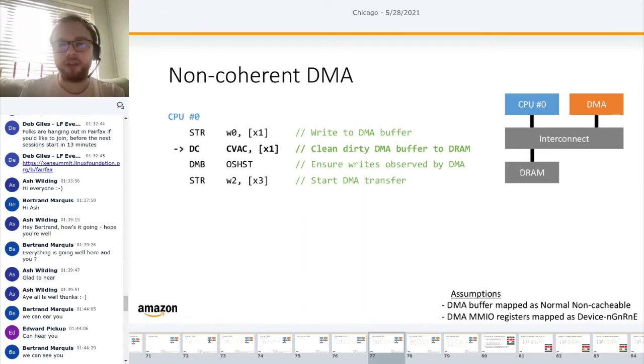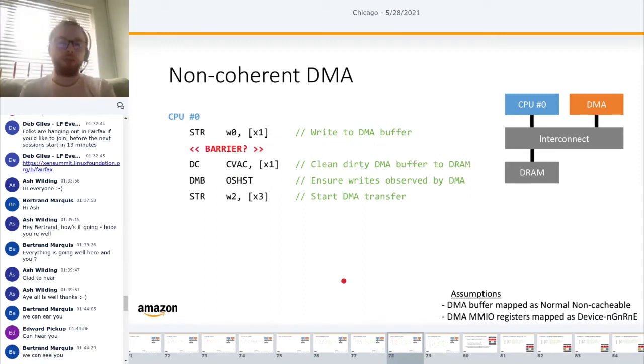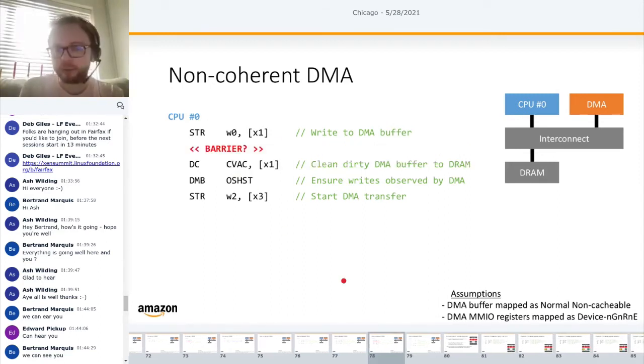So what we need to ask ourselves is, do I need a barrier between these two operations here? Well, firstly, let's ask myself, what would go wrong if they were reordered? Well, I would perform the data cache clean, which would clean out some of my cache lines. Then I would write to the DMA buffer, which would allocate dirty lines into my cache. And so I don't want that, so I need a barrier, right?